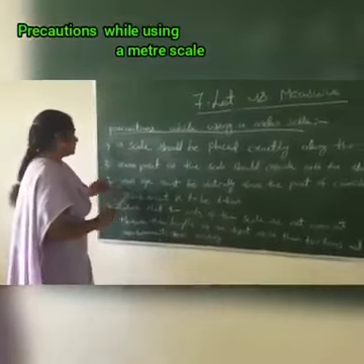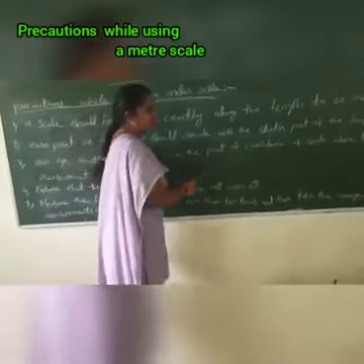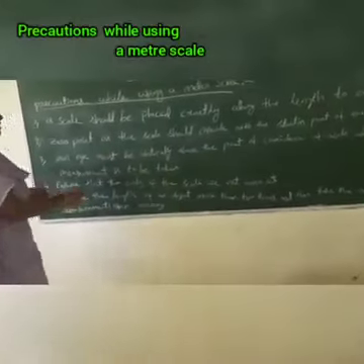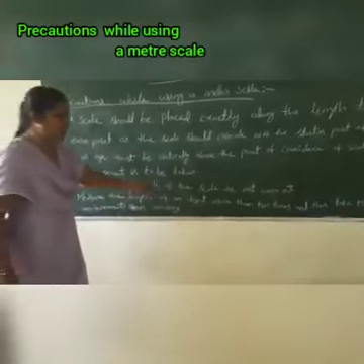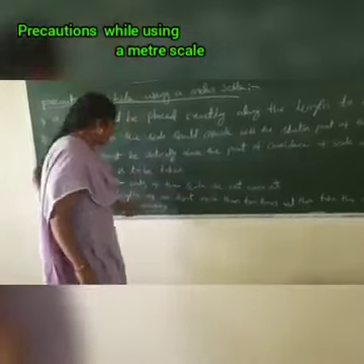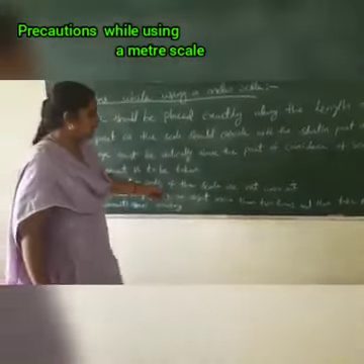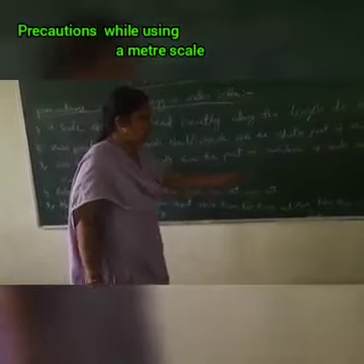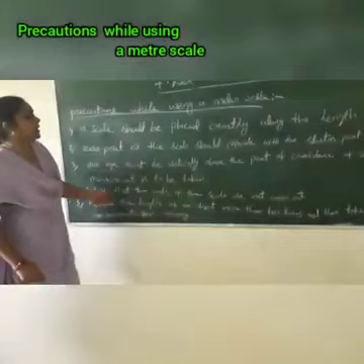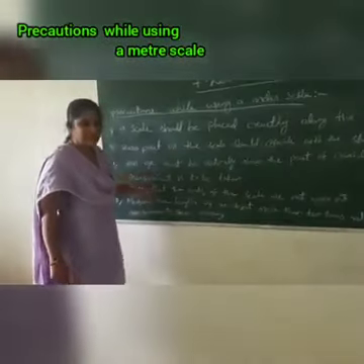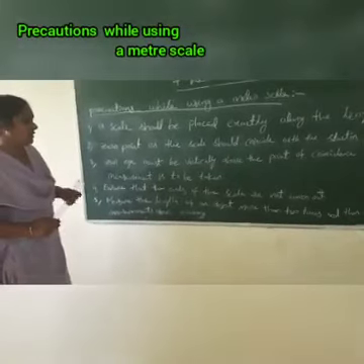And our third one, our eye must be vertically above the point of coincidence of the scale when the measurement is to be taken. Fourth, ensure that the ends of the scale are not worn out. The fifth one is to measure the length of an object more than 2 times and then take the average of these measurements for accuracy. So these are the precautions we must take while measuring the length of any object.